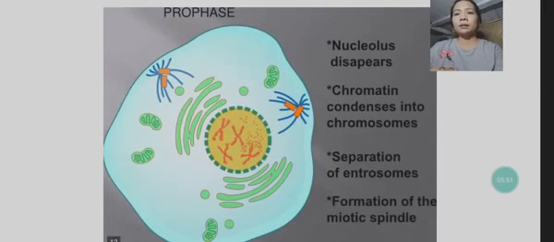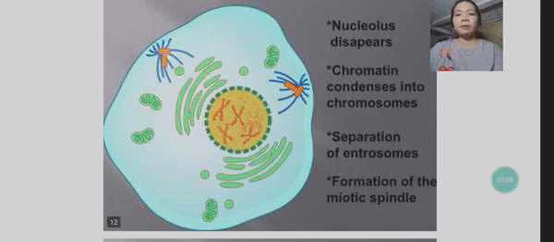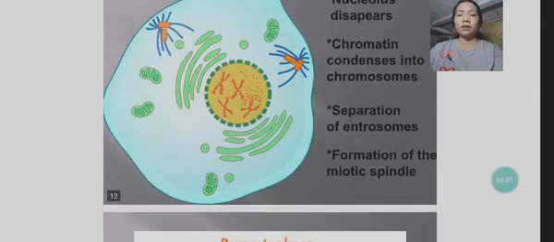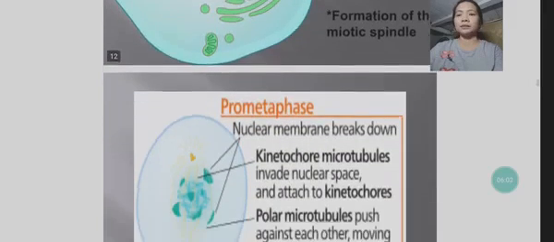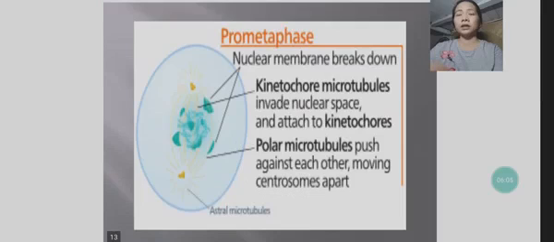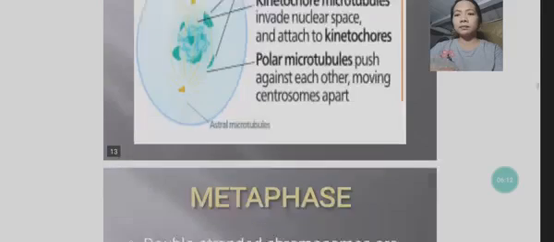Okay. The prophase includes the disappearance of the nucleolus, the condensation of chromatin into chromosomes, the separation of centrosomes, and the formation of the spindle. It includes also the prometaphase. Let's discuss this next time.